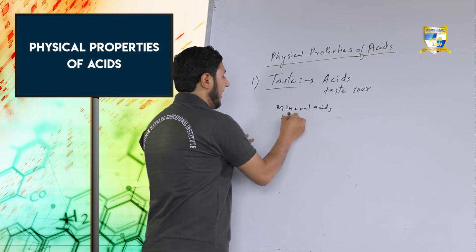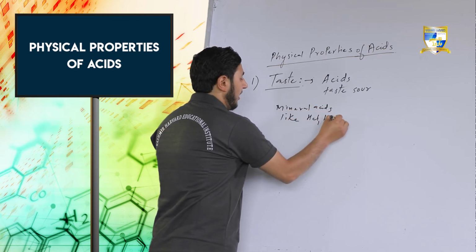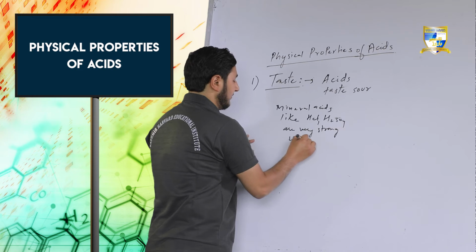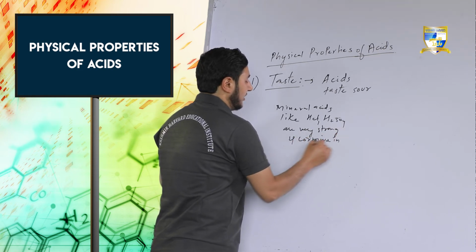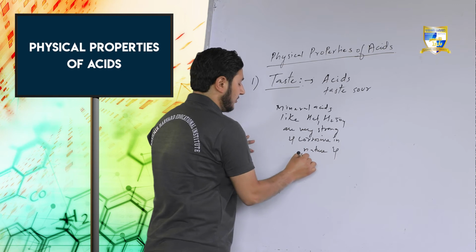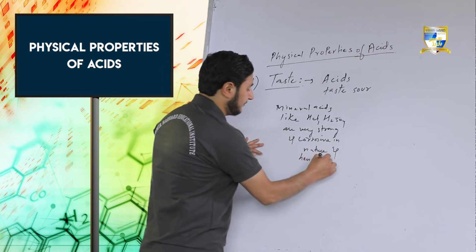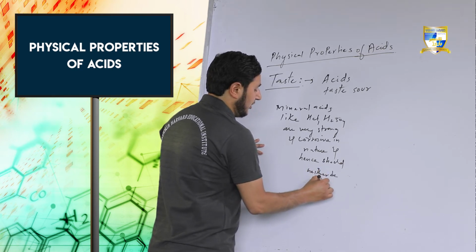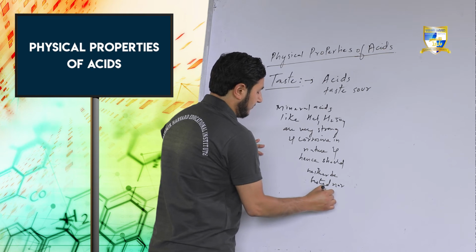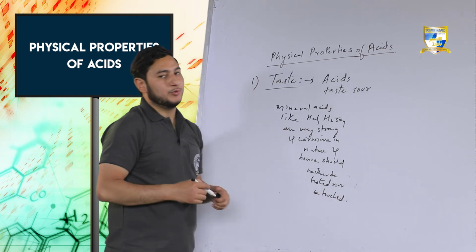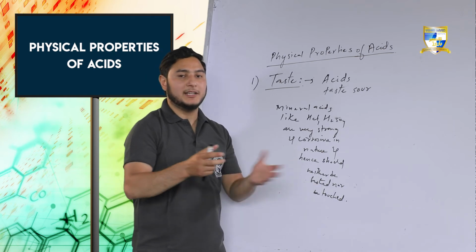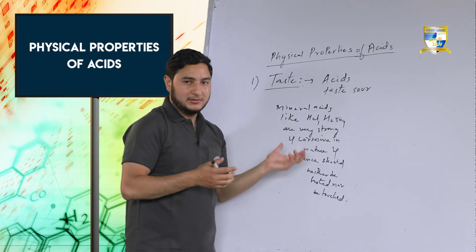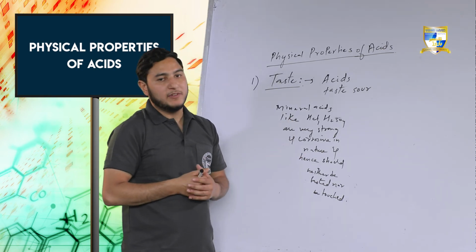Mineral acids like HCl, H2SO4 are very strong and corrosive in nature, and hence should neither be tasted nor be touched. They can burn our skin, our clothes, and the materials that we put those acids in. They can burn the skin. They can cause holes in the metal containers in which they are kept.